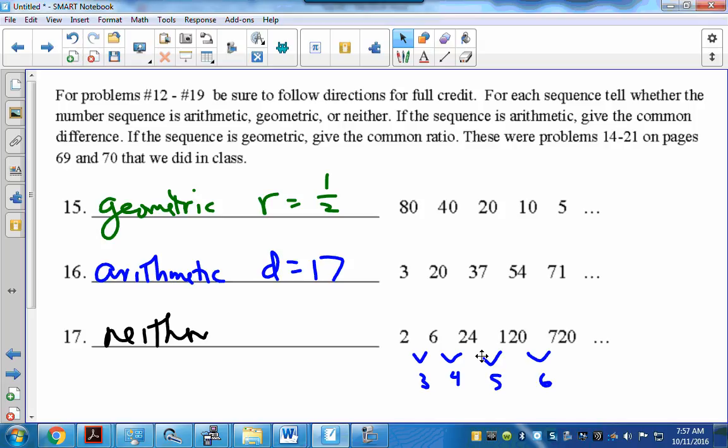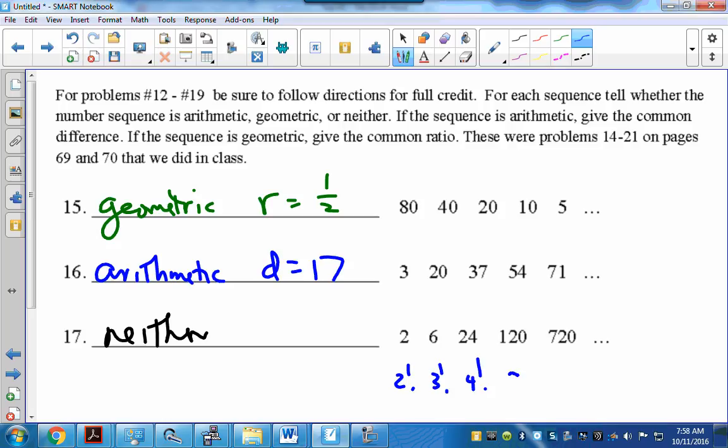In fact, these are the factorials. So the people that did the gene washing problem, a lot of you did that, you probably recognize the factorials, right? This was 2 factorial and 3 factorial and 4 factorial, 5 factorial, 6 factorial, and so forth. Okay, but again, just follow the directions.